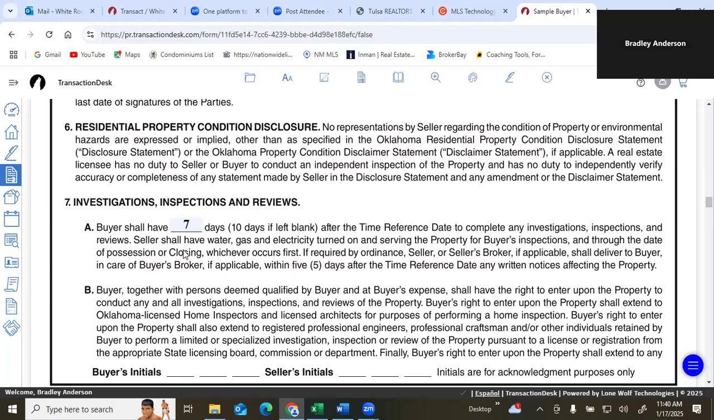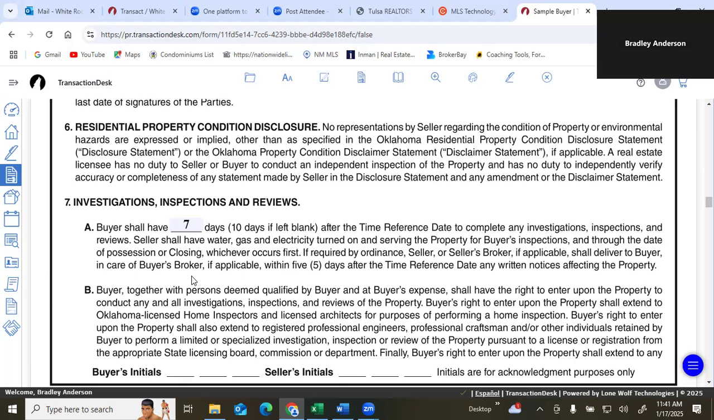And it says seller shall have water, gas, and electricity turned on and serving the property for buyer's inspections and through the date of possession or closing. So this is important because I've seen this happen. Seller puts their home on the market and then moves out, and they think it's okay to turn the utilities off, or they think it's okay to turn the utilities off when they get a contract. They figure, hey, this is going to go through. Why do I need to keep the utilities on?